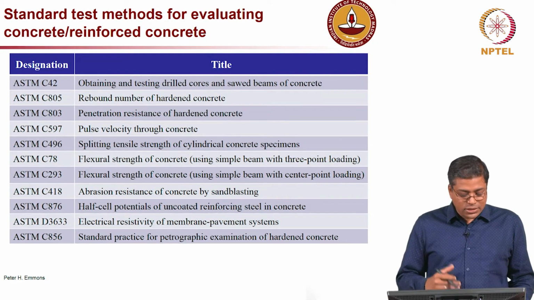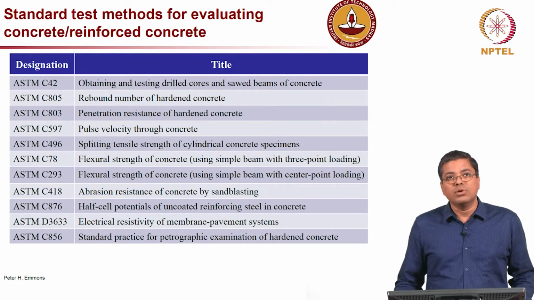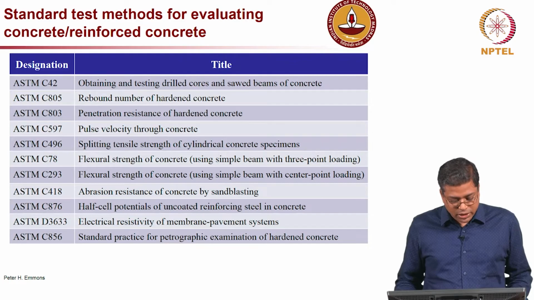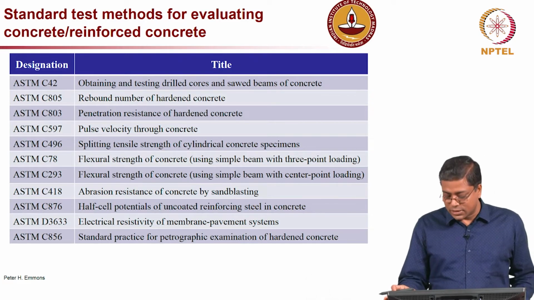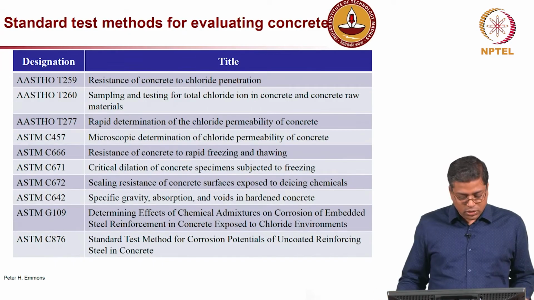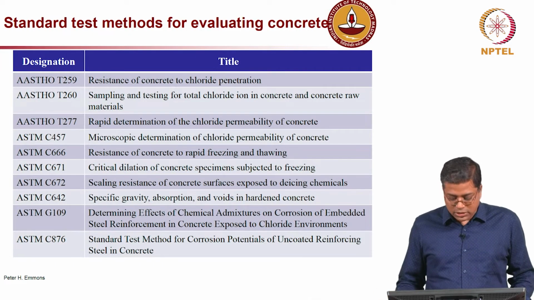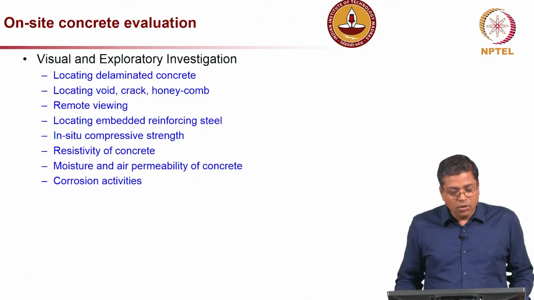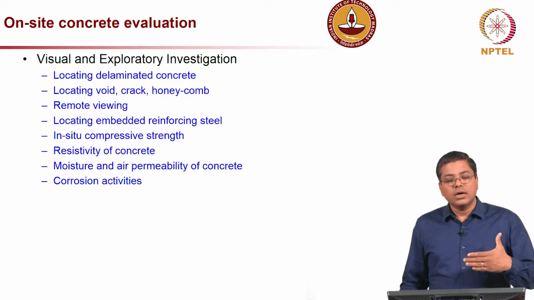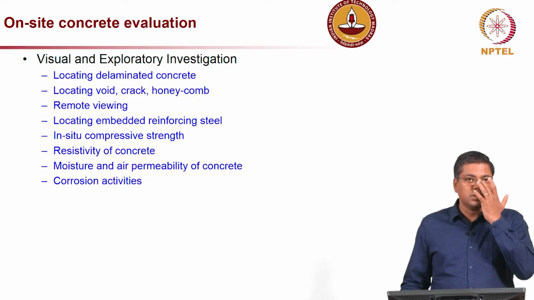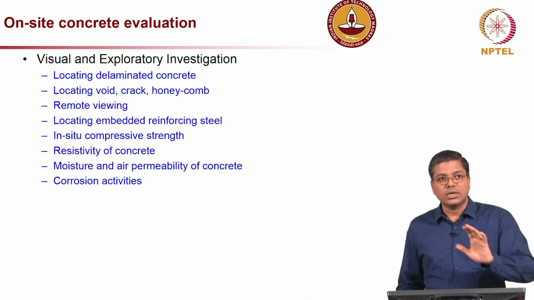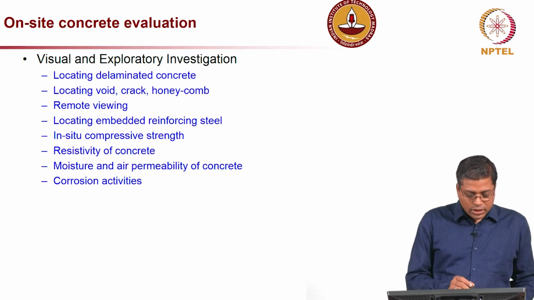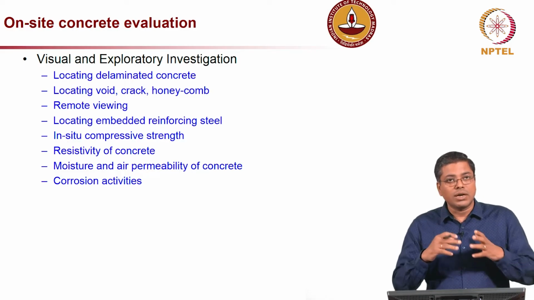Now, this is a list of various test methods available for evaluation or condition assessment of reinforced concrete systems, plain systems and systems with steel in them. You can go through this list later, and this is also some more of the various test methods available. Now, what are the different types of tests which we can do on site? I mean, go to the site and do the test right then and there. So, in the case of visual and exploratory investigation, what does exploratory mean?